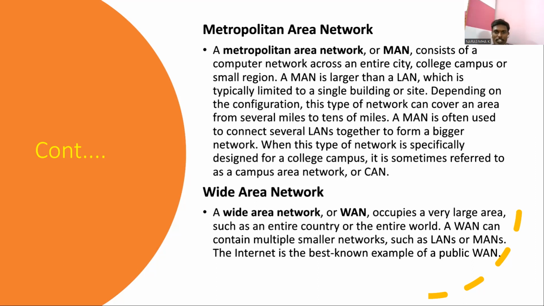When this type of network is specifically designed for a college campus, it is sometimes referred to as a campus area network or CAN. As I said before, a college area network. The college consists of more than 3 to 4 acres. For that 4 acres, a single network should be there for each corner. The network speed should be in the same range, the network range should be clearly specified, and the person in each corner should get equal priority in getting the network. In that way, this MAN, metropolitan area network, is used.